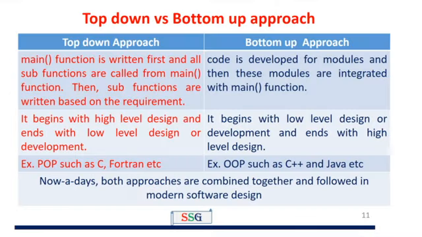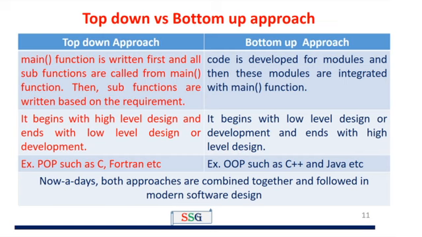Now let us see the difference between the top-down approach and the bottom-up approach. In the top-down approach, the main function is written first and all sub-functions are called from the main function. That means first we focus on the main function, then on the sub-functions. In the bottom-up approach, code is developed for the modules and then these modules are integrated with the main function. That means the main focus is on sub-functions. First complete all the sub-functions, then integrate them with the main function.